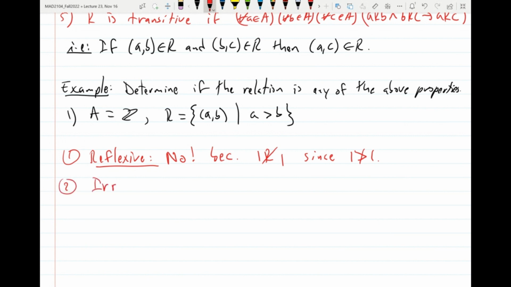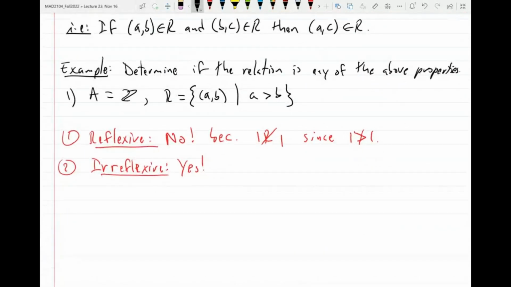Let's see, is it irreflexive? Yes. So yes, in this case, this one is irreflexive. Why? Because you will never have 1 related to 1. Because, well, you need to show that no integer is related to itself. So you need to prove it. So how do we prove it? Just one line. It's very easy, but you need to know how to write it down. So how do you argue that there is no integer related to itself?